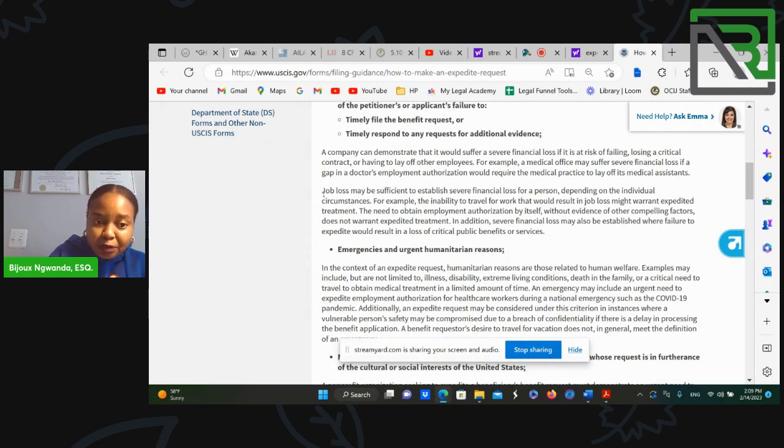If you can prove that you will lose your job, but now they have extended those days for work permit, you might not be able to say you're going to lose your job because they're going to tell you to go with the extension letter. But as far as travel document, if you have to travel for work, you can show that, okay? The need to obtain employment authorization by itself without evidence or other compelling factor does not warrant expedited treatment, okay?